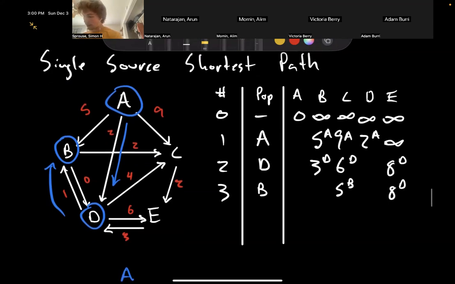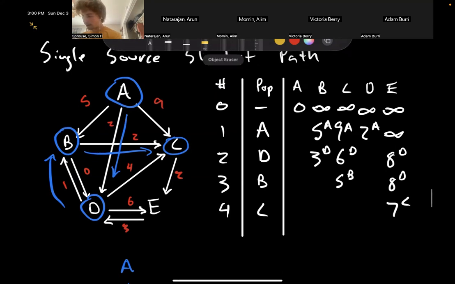And once again, we're going to pop the minimum element, which in this case is going to be C. So that's like going here. And let's see, C can find E with a cost of 7, I believe. Right, because it's 2 plus 1 plus 2 plus 2. And then our last iteration is just going to be popping the last element, which is E, and going here.